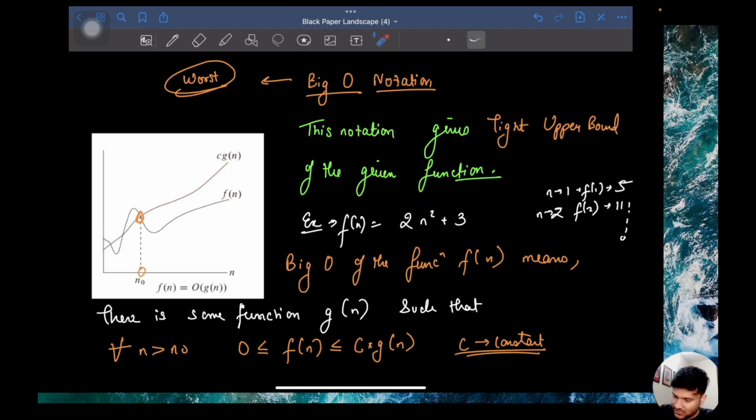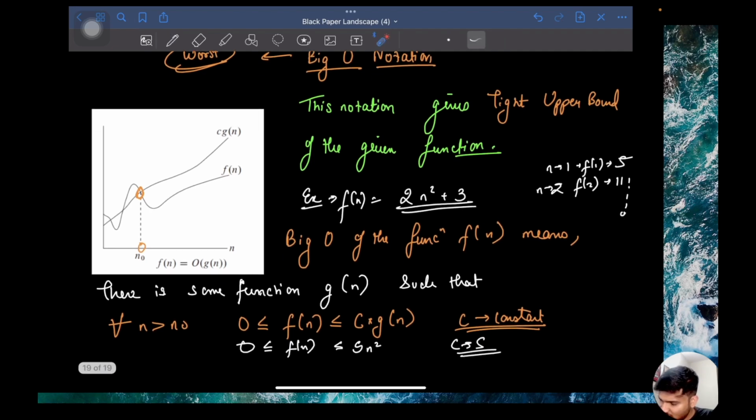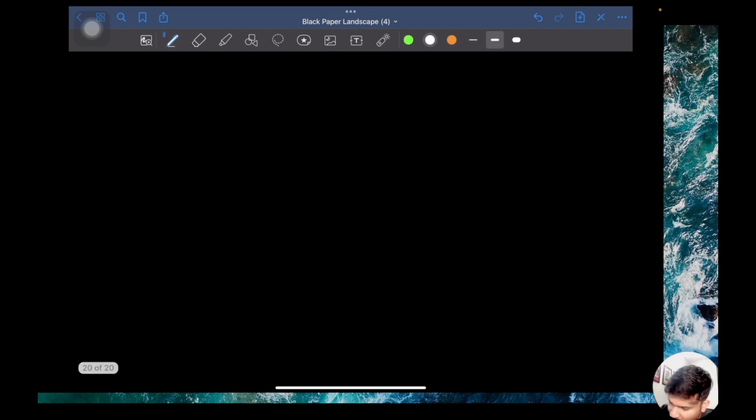So let's say this function can perform as bad as 5n square, or at least better than 5n square, right? Let's say c is equal to 5. I'm not sure if c should be equal to 5 or not, but let's just think about it. If you have 2n square plus 3, let's write some values. For n equal to 1, this is 5. For n equal to 10, this is 203. For n equal to 100, it is this.